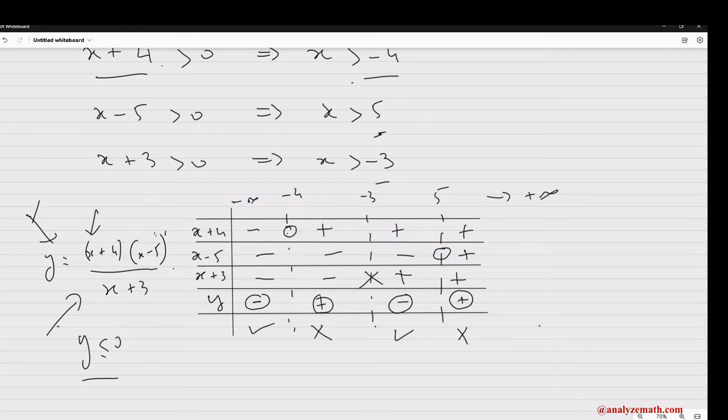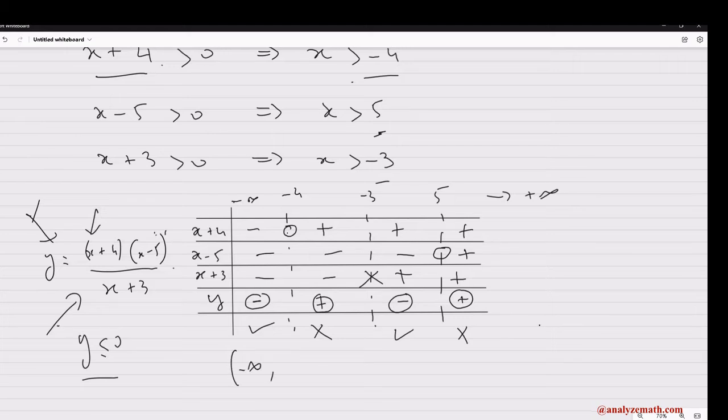So let's use the intervals because they are quite easy. Minus infinity is always open, minus 4, let's leave it like this for the time being. Now this is also negative, we want negative, so minus 3 to 5. Let's see where we're open or closed. Now we want less than or equal. So any value that makes the numerator 0 is also accepted.